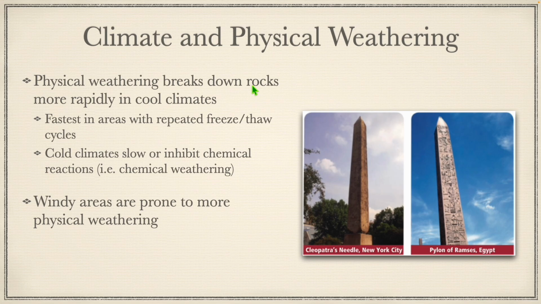Climate and physical weathering. Physical weathering breaks down rocks more rapidly in cool climates, which is the opposite of chemical weathering, where you have higher rates in warm climates. Physical weathering is fastest in areas with repeated freeze-thaw cycles, where freezing water expands in the cracks of the rocks. Cold climates slow or inhibit chemical reactions, so chemical weathering is slower in these areas, but physical weathering is faster.